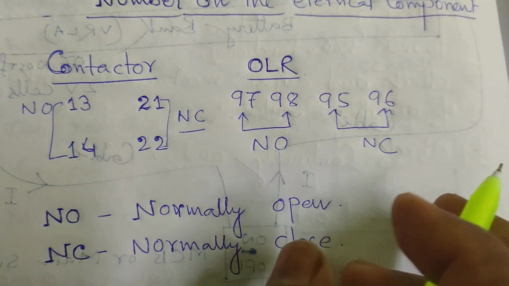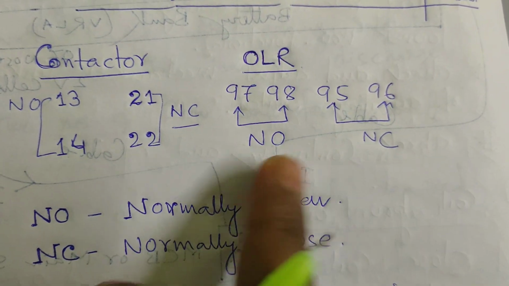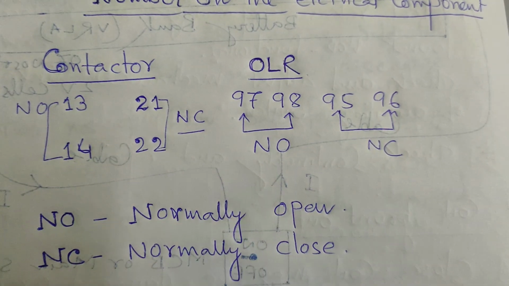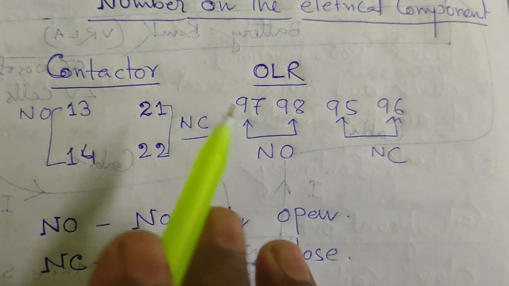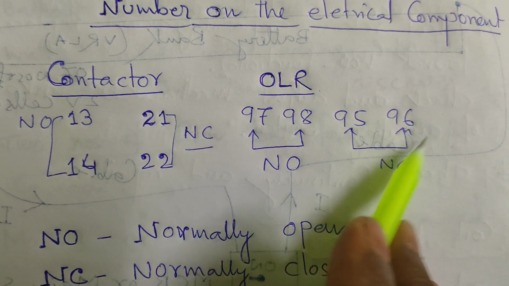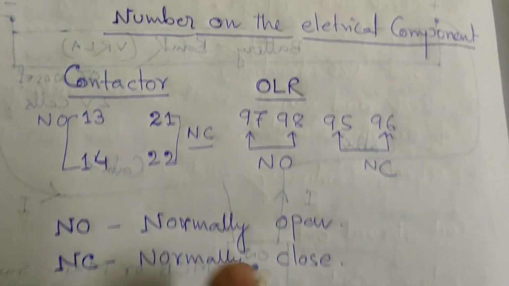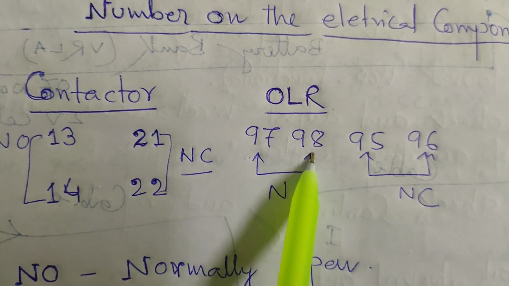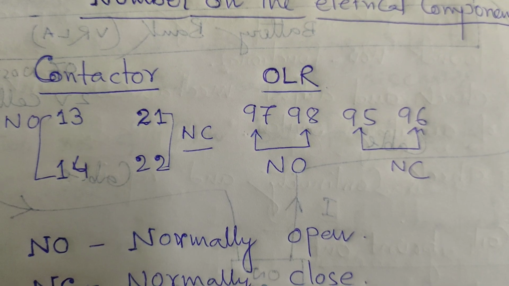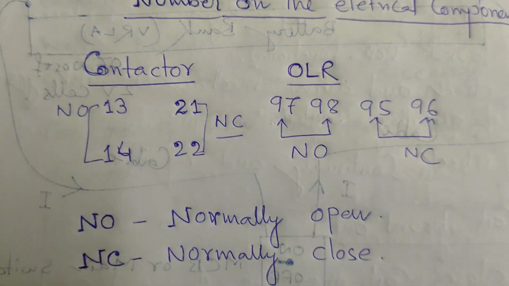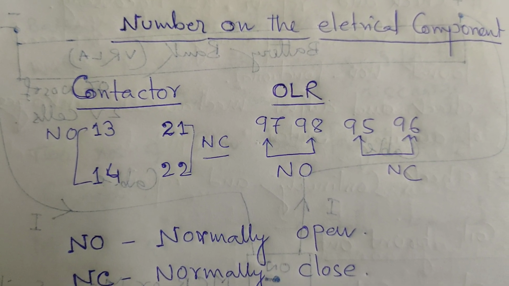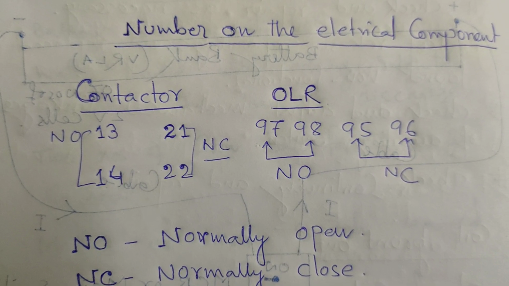So you can easily identify these NO and NC contacts without seeing whether it is marked NO or NC. On the overload relay, whenever NO and NC are not written, you can identify them from the number using this basic formula. You can easily identify which type of contact 97 and 98, 95 and 96 are. From the given number, you can identify the NO-NC contact.